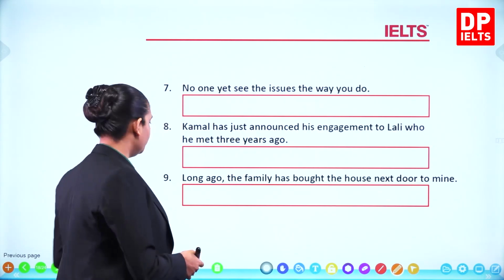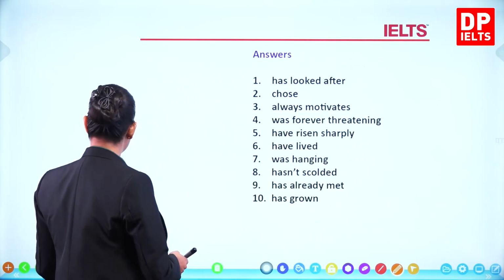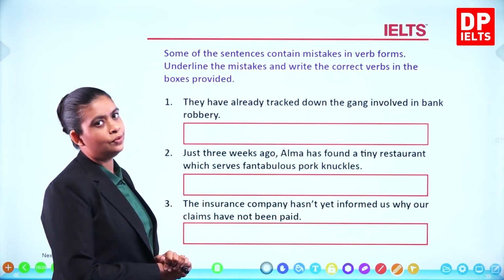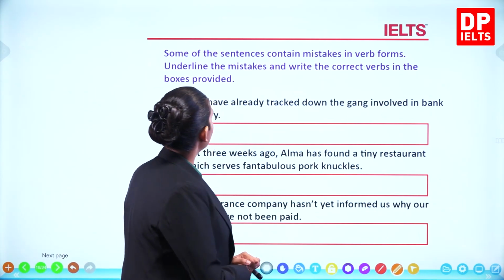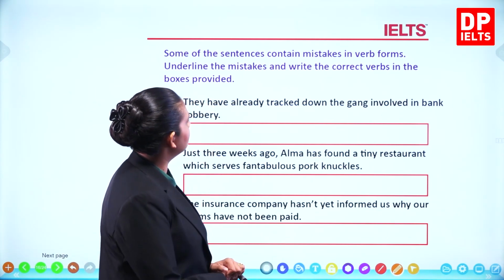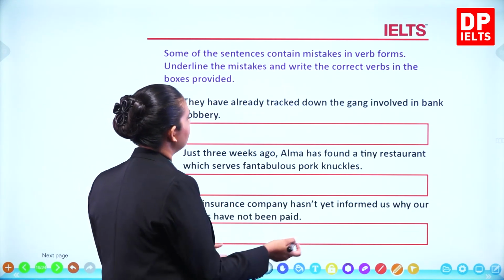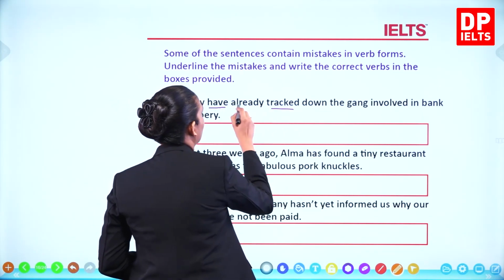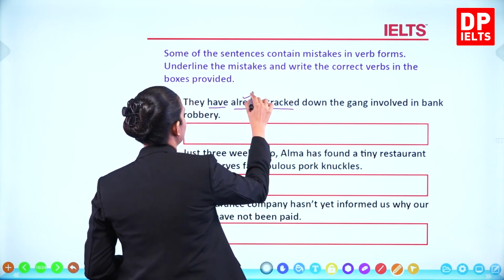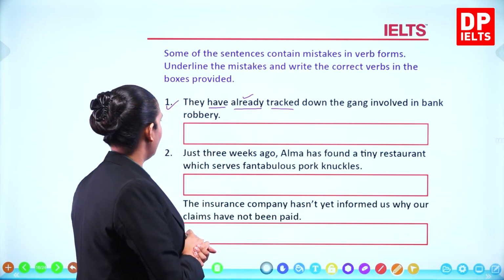Alright. So I hope you have completed the answers. Let us have a look at it together. Right, they have already tracked down the gang involved in bank robbery, right? So they have tracked down, we don't know when. But have tracked and already is in between, so I think that is correct. So sentence number 1 is correct.